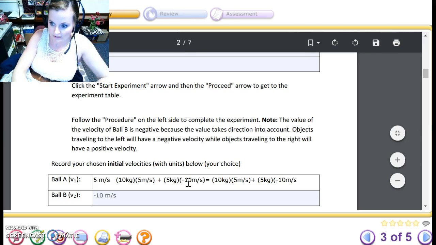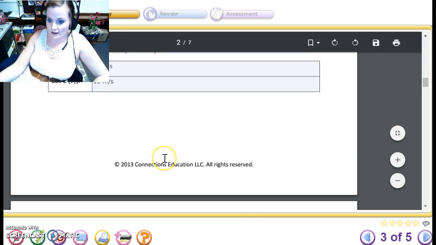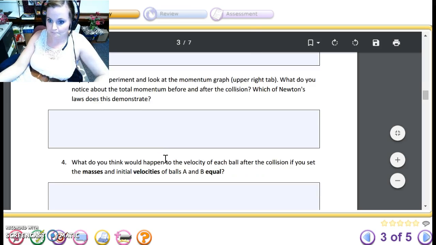So you can kind of see that when you look at that there. 10 times 5 is 50. Negative 10 times 5 is negative 50, so 50 plus negative 50 is 0. And the same thing on this side, 50 plus negative 50 is 0. So it's just showing us that 0 does really equal 0, and so that's the law of conservation of momentum.